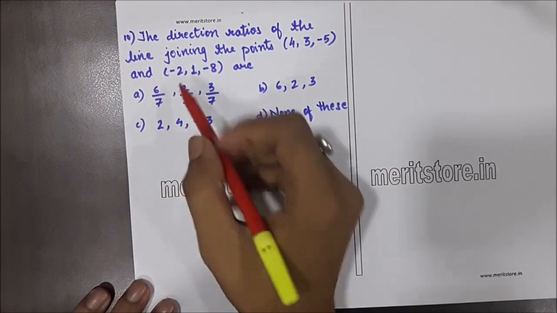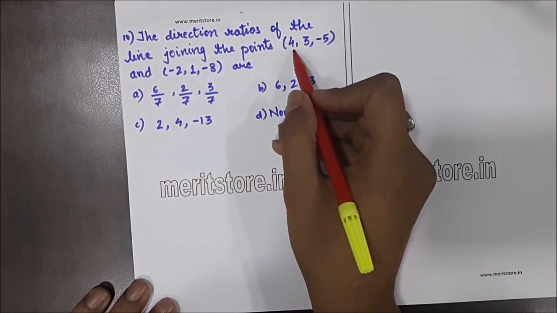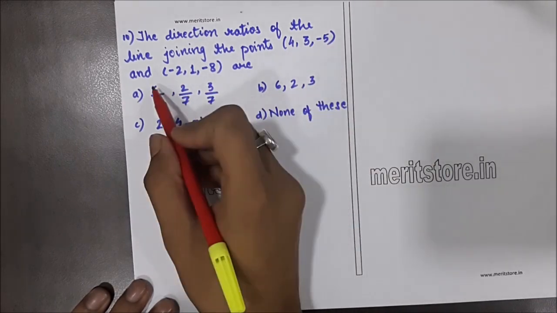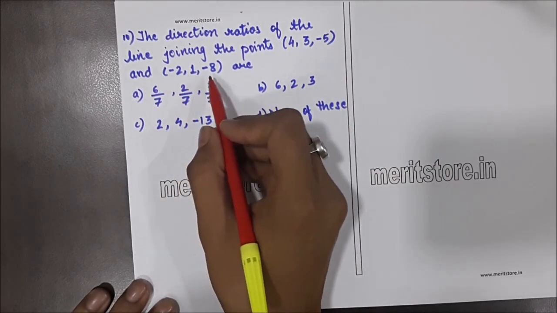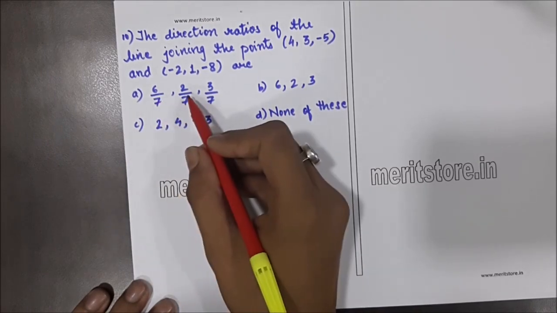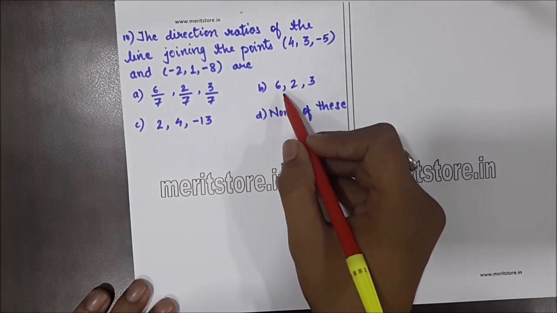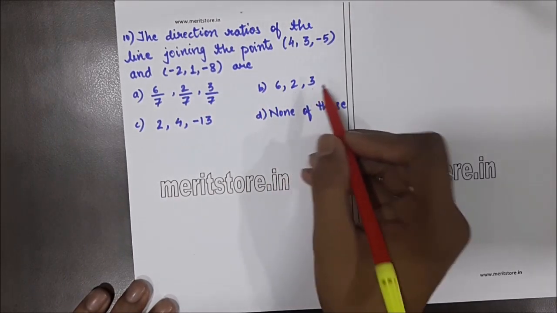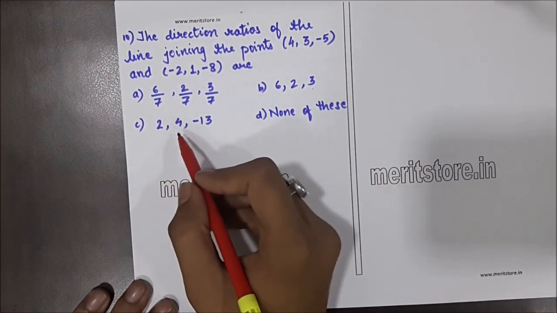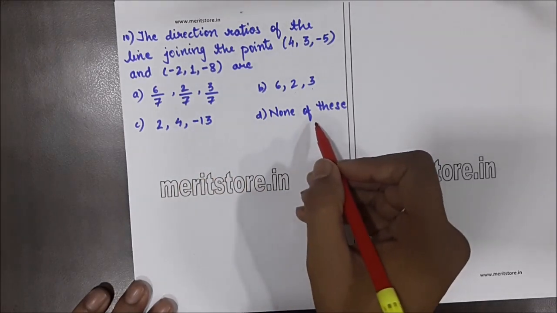Question number 10. The direction ratios of the line joining the points (4, 3, minus 5) and (minus 2, 1, minus 8) are: option A 6 by 7, 2 by 7, 3 by 7, option B 6, 2, 3, option C 2, 4, minus 13, option D none of these.